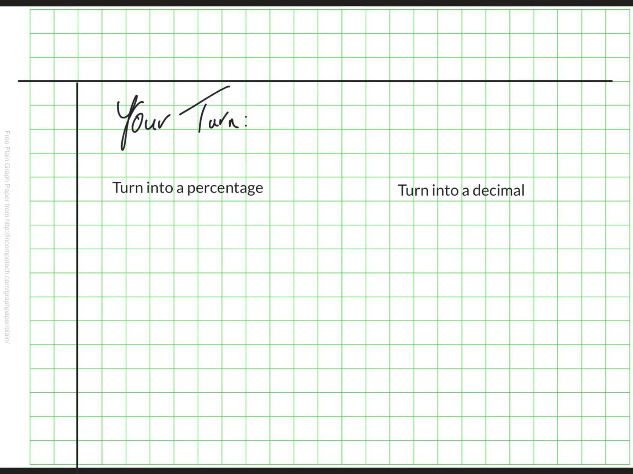For your turn, let's just do one of each. So let's go ahead and take the decimal 300ths and turn that into a percentage. And on the other hand, let's go ahead and turn the percent, let's say 5%, into a decimal. So go ahead and take care of both of those.